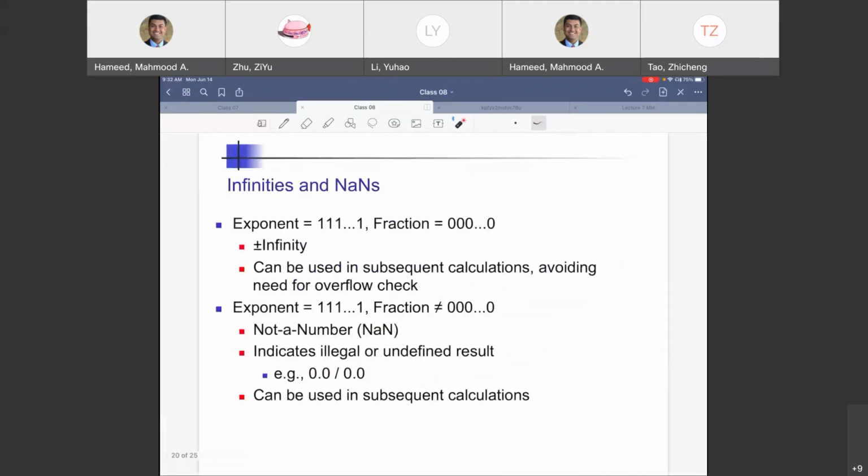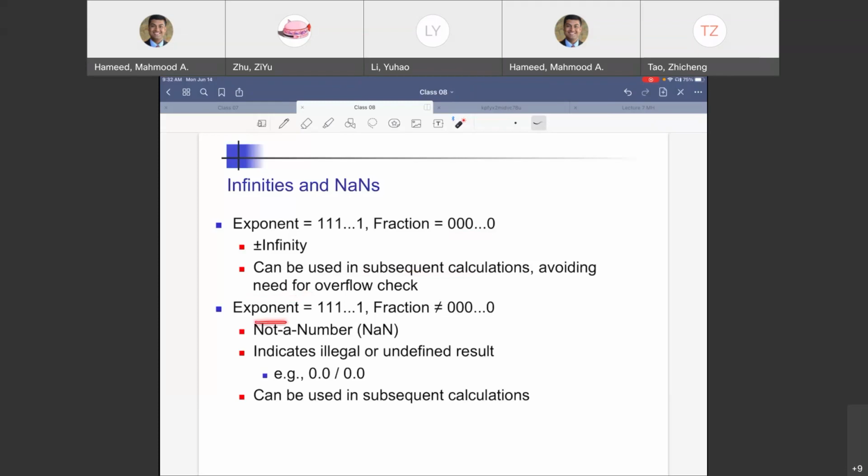All right, infinities and not numbers. How do you identify that? For infinities, your exponent has to be all ones, and your fraction field has to be all zeros. So if the exponent is all ones and the fraction field is all zeros, that's an identifier of infinity. Depending on the sign, it can be plus or minus infinity. It can be used in subsequent calculations. It's not that if you get an infinity, your arithmetic stops. You can keep using that in the subsequent calculations, avoiding a need for you to check for overflow.